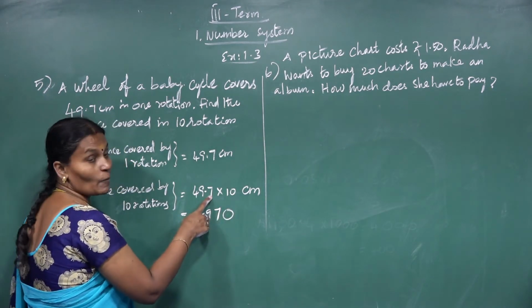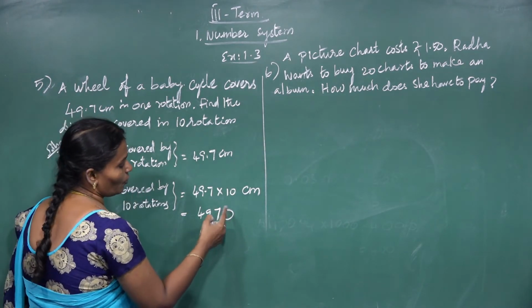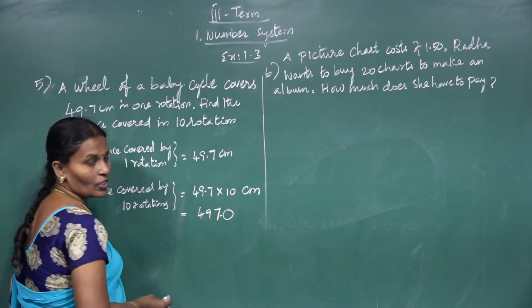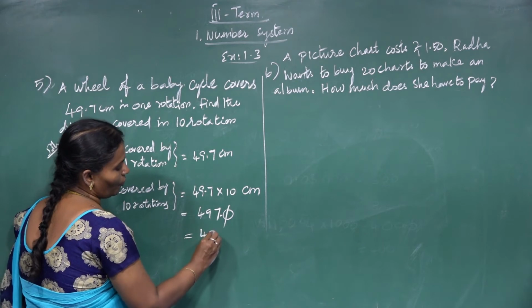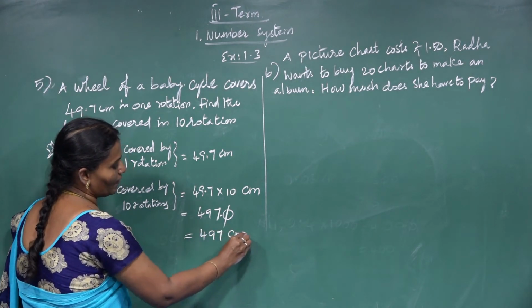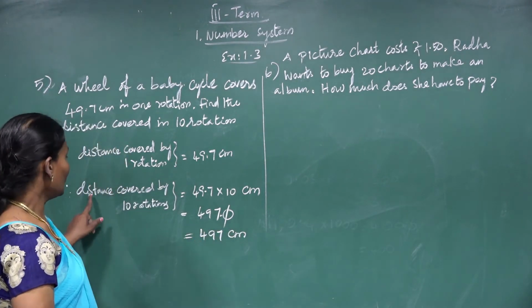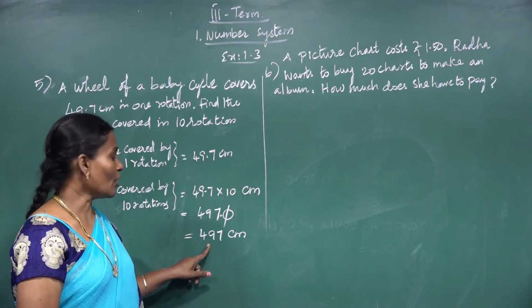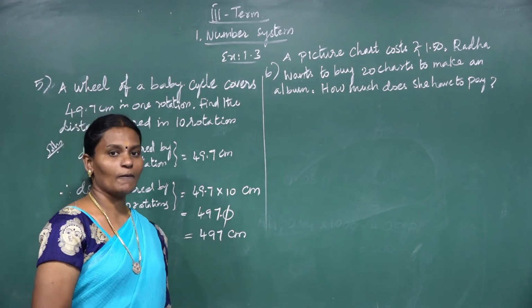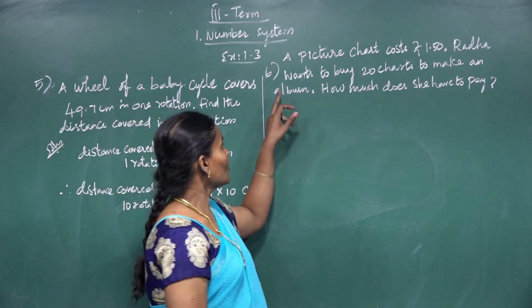Here how many decimal places? Only 1 decimal place. So you put the decimal point after 1 digit. So you cancel this 0. So 497 centimeter. Understand, children? So the distance covered by 10 rotations is equal to 497 centimeter. Okay, good.